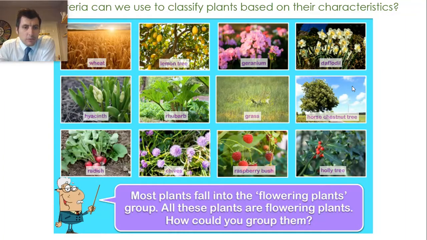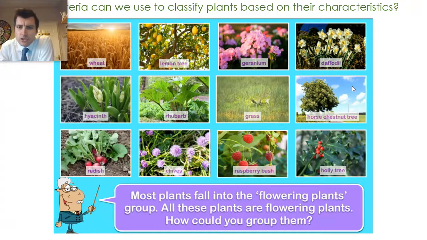Now, most of our plants fall into this flowering plant group, though. It's interesting to understand why most plants are flowering, whether that's just because they're pollinated, or whether it's because people have cultivated, so looked after them. Botanists might have cultivated flowering plants because people thought they're pretty, we like them. So all of these 12 plants we can see on the screen are flowering plants.